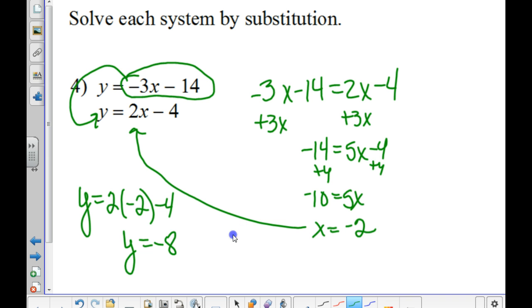I don't know, did I do something wrong or did someone else? Okay. If I check it in the top one, it would become 6 minus 14 is -8. That seems okay? Gunther, did I lose you somewhere? Everybody okay?